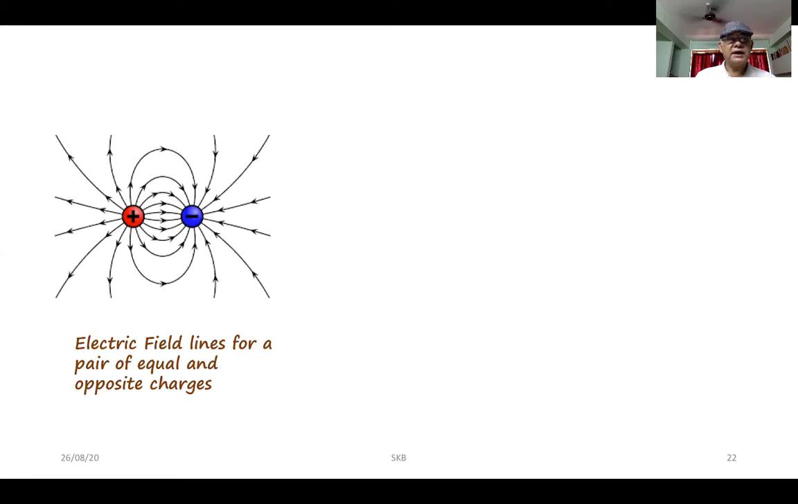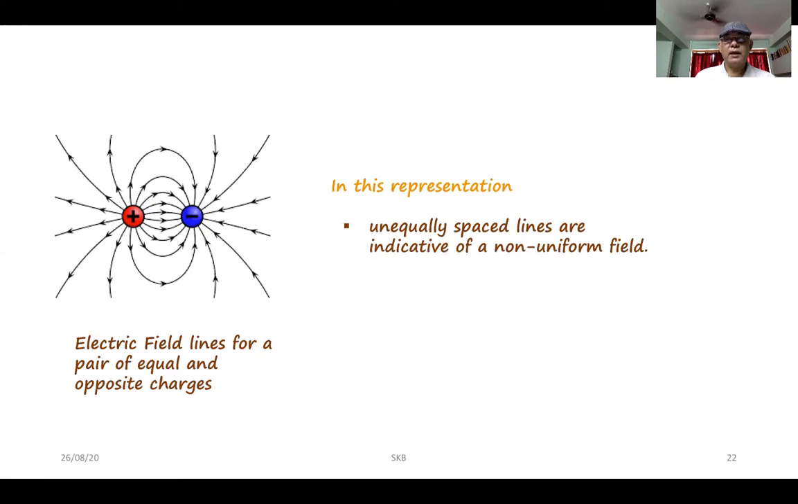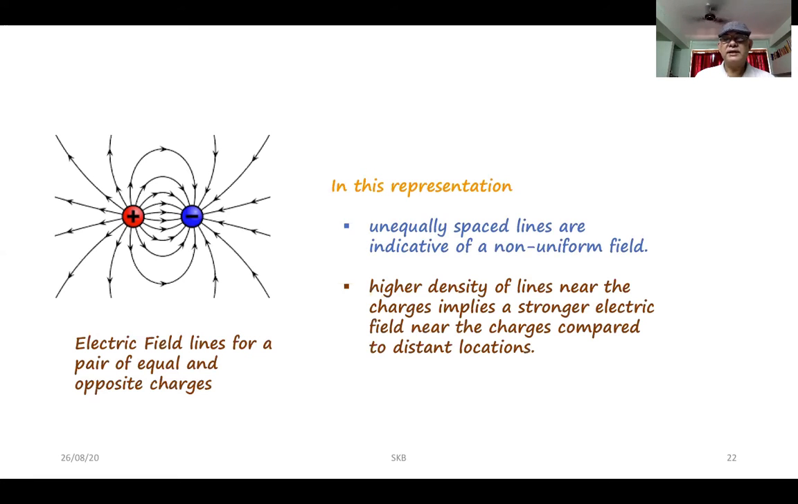This figure shows electric field lines for a pair of equal and opposite charges. In this representation, unequally spaced lines are indicative of a non-uniform field. Higher density of lines near the charges implies a stronger electric field near the charges compared to the distant locations.